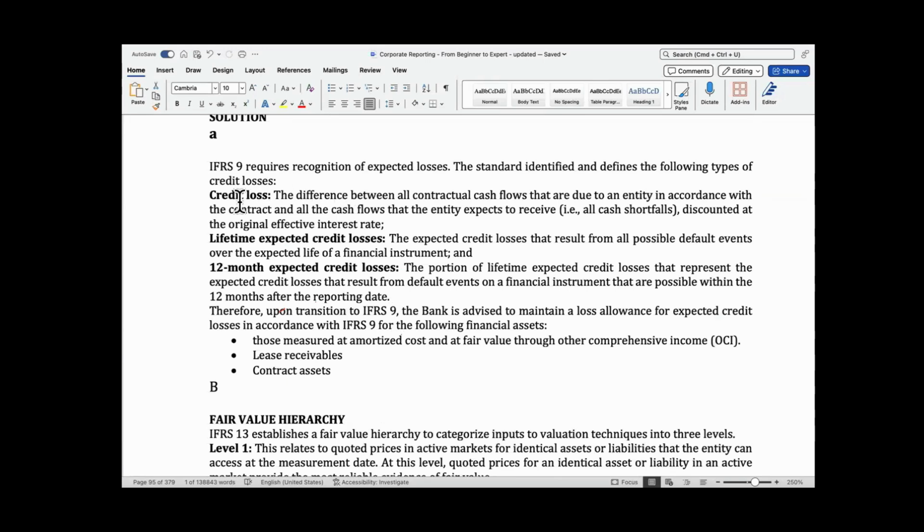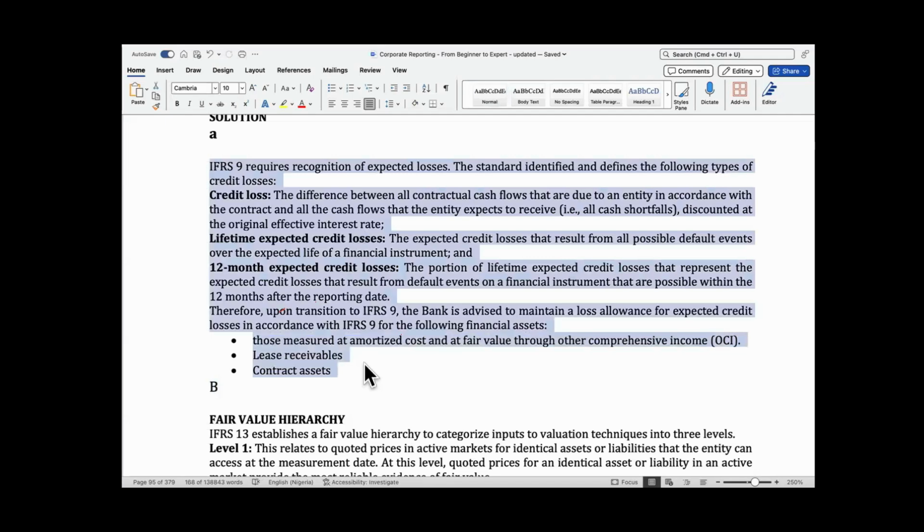You need to tell the examiner what impairment loss we have. That where there is credit losses, you make impairments, you make either a lifetime ECL or a 12-month ECL, and you would advise the bank that it should maintain loss allowance for financial assets that are measured at amortized cost and fair value through OCI, lease receivable, and contract asset. And of course, the examiner will see that fair value through P&L, you don't make impairment ECL for those ones. It's not included in the list that IFRS 9 recommended. So really, you just need to know these principles, and your exam is going to play around that.